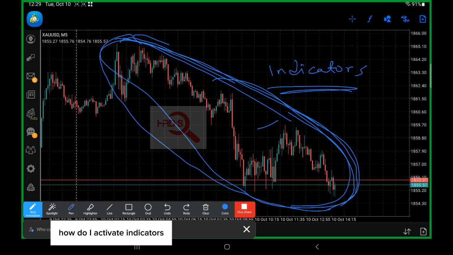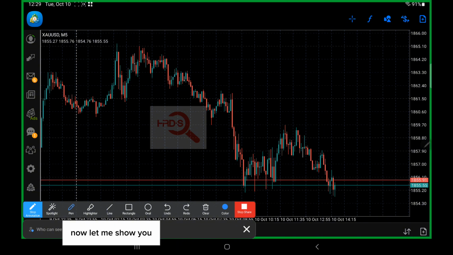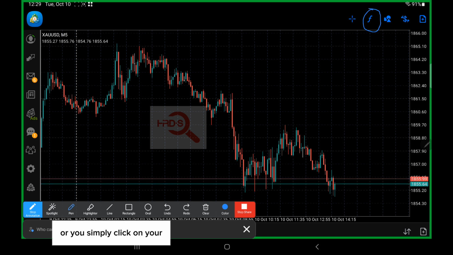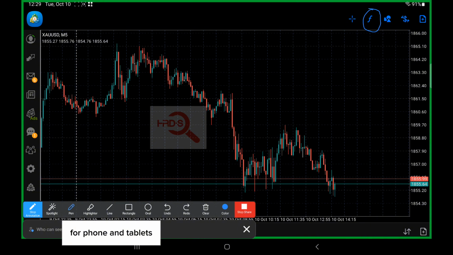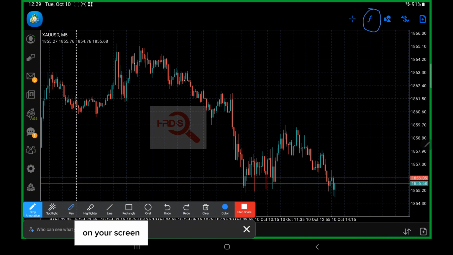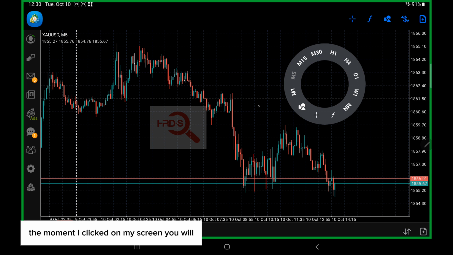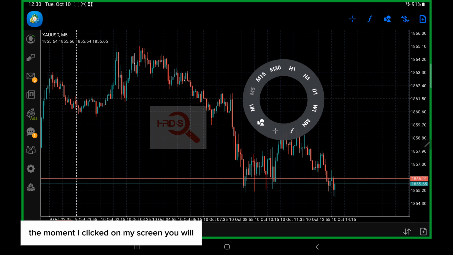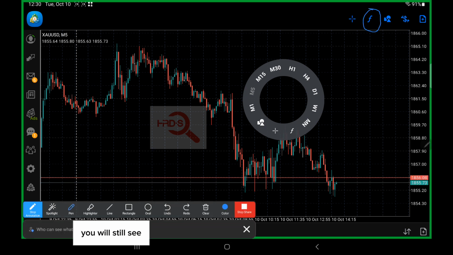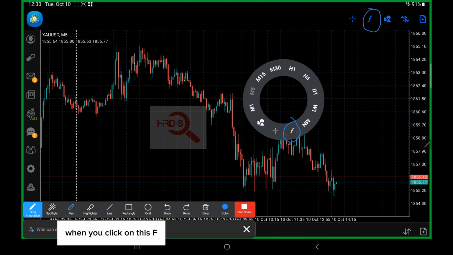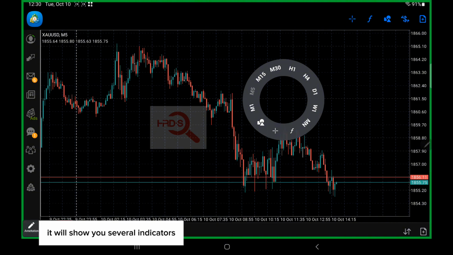All right. How do I activate indicators on my charts? Now, let me show you. You see this, notice this F sign, or you simply click on your empty chart. That is for phone and not for laptop. For phone and tablets, you simply click on your screen. The moment I click on my screen, you will see a circle with different icons, and inside this circle you will still see your F. When you click on this F, it will show you several indicators.